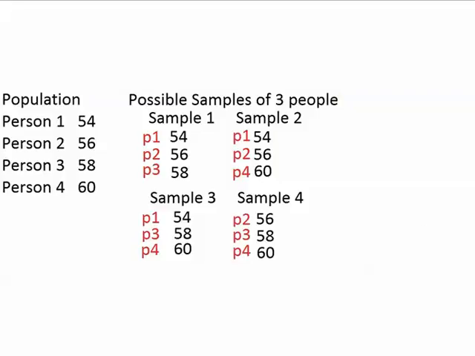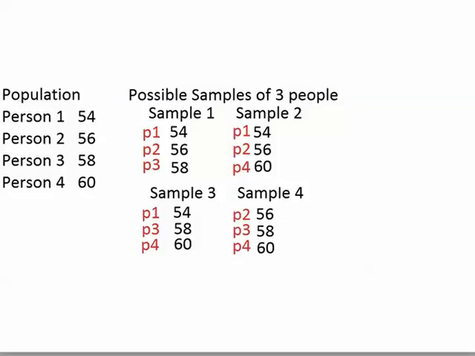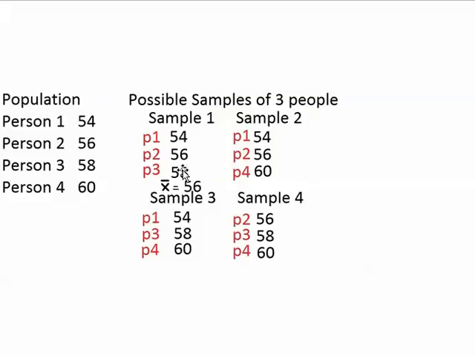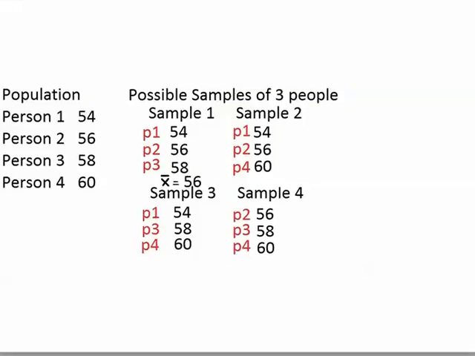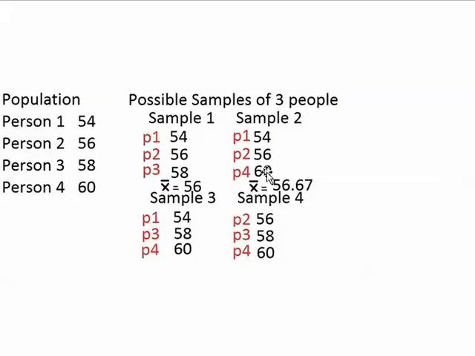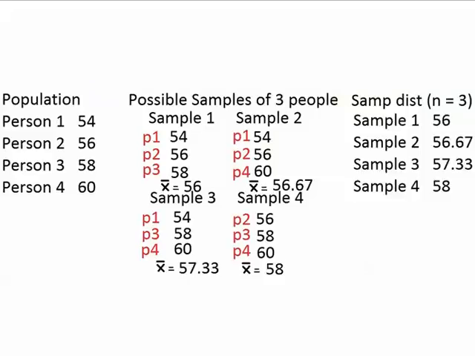So let's do that. We can calculate each sample mean by just adding the 3 numbers in the sample and dividing the total by 3. So if you add these 3 numbers and divide the total by 3, you get 56. If you add these 3 numbers and divide the total by 3, you get 56.67. And these are the other 2 sample means. And now that we know what the 4 sample means are, we'll just list them out over here. And these 4 sample means make up the sampling distribution for the sample size of 3, because these are just the means of all possible samples of 3 people that could be selected from this population.